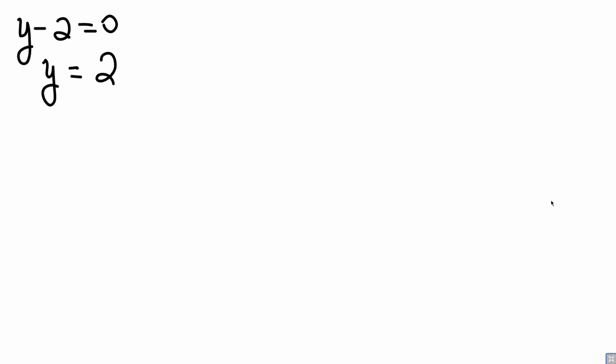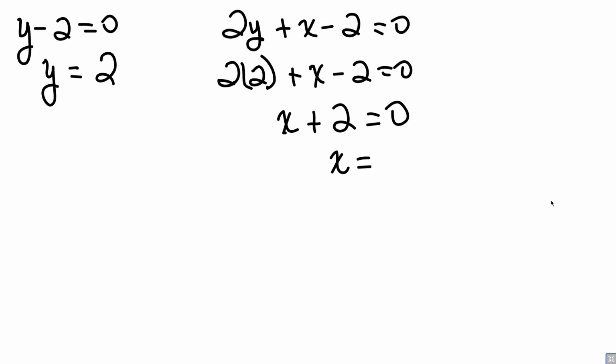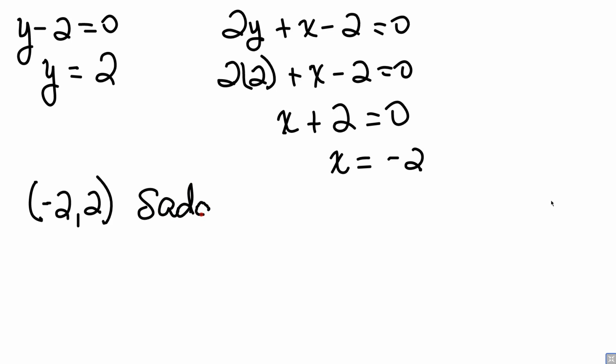Then we're going to set the partial of f with respect to y equal to 0. So we're going to have 2y plus x minus 2 is equal to 0. But we know what y is. So we're going to have 2 times 2 plus x minus 2 is equal to 0. So we're going to end up with x plus 2 is equal to 0. So what's x? Negative 2. So the point negative 2, 2 is a saddle point.